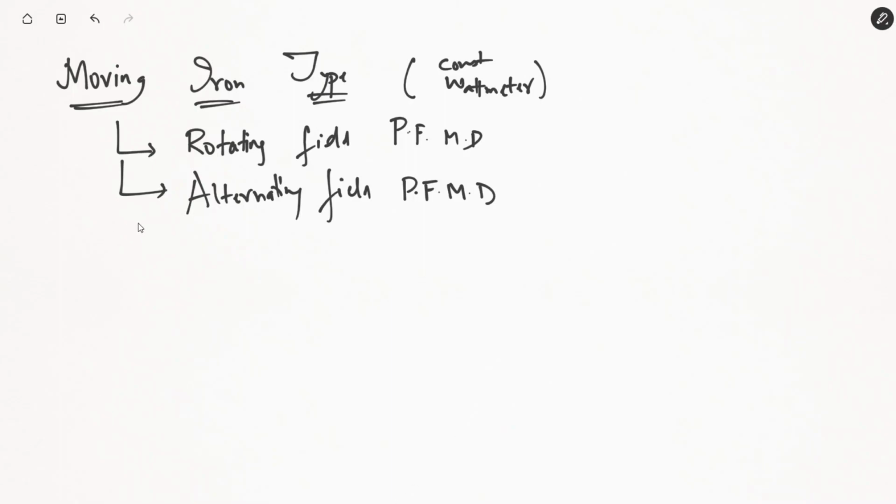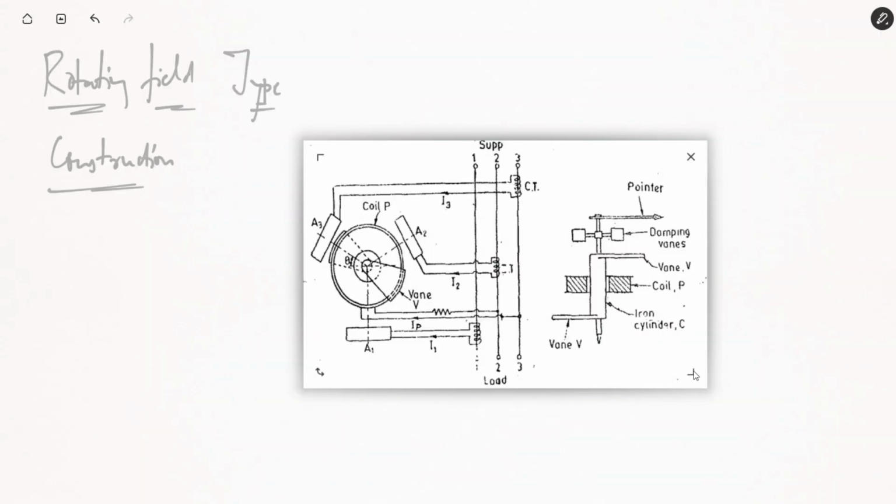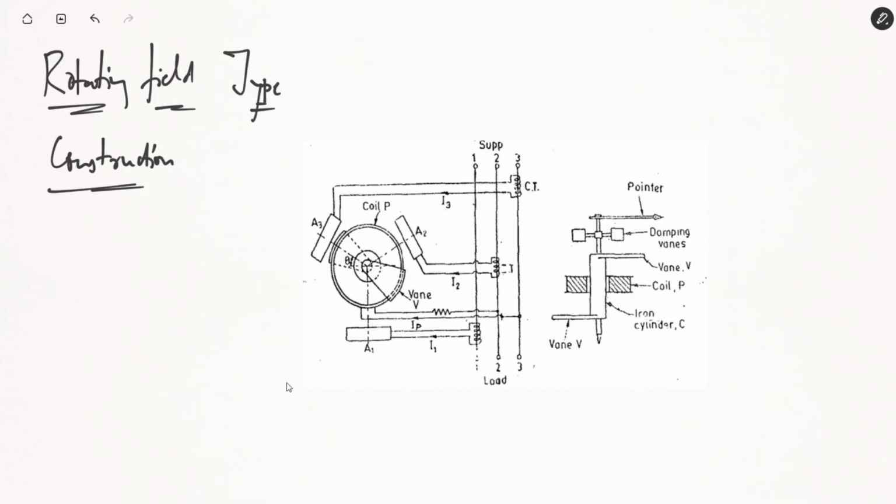You have the rotating field power factor measurement device and the alternating field power factor measurement device. So starting with the rotating field type. So this is how a rotating field type looks like.